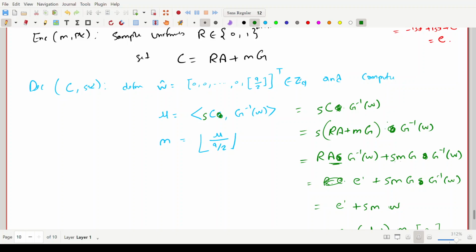You'll get the message. I'll just quickly repeat what I am doing. In the case of decryption, I take the inner product of s into c, g inverse of w. So this is s into c, g inverse of w. I put the value of c, RA plus MG, g inverse of w. If you multiply the first part, this A, S into A or A into S, this part will be having E only.